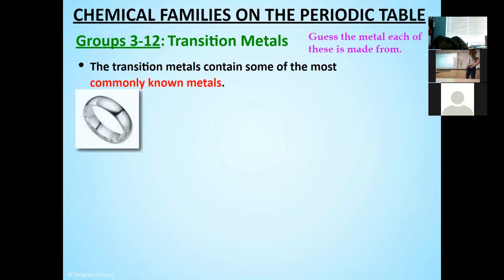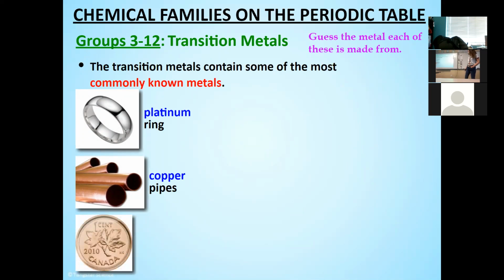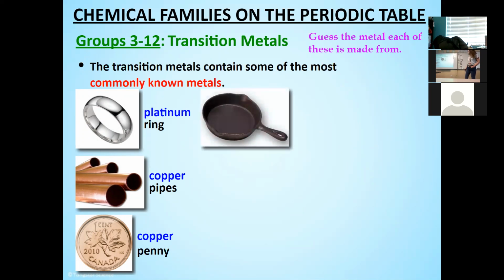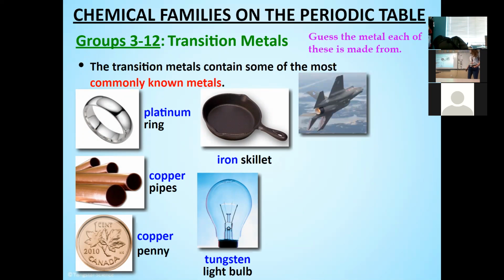The transition metals contain some of the most commonly known metals. Iron. Okay, what's this made from? What's that one made from, do you think? Silver. Probably silver. Ooh, it was a good guess. What's that? Copper. Gold? Copper. A penny. Wow. There's a stainless steel, cast iron pen. What's that one? What's the filament in a light bulb? Tungsten. Yes, for the win.